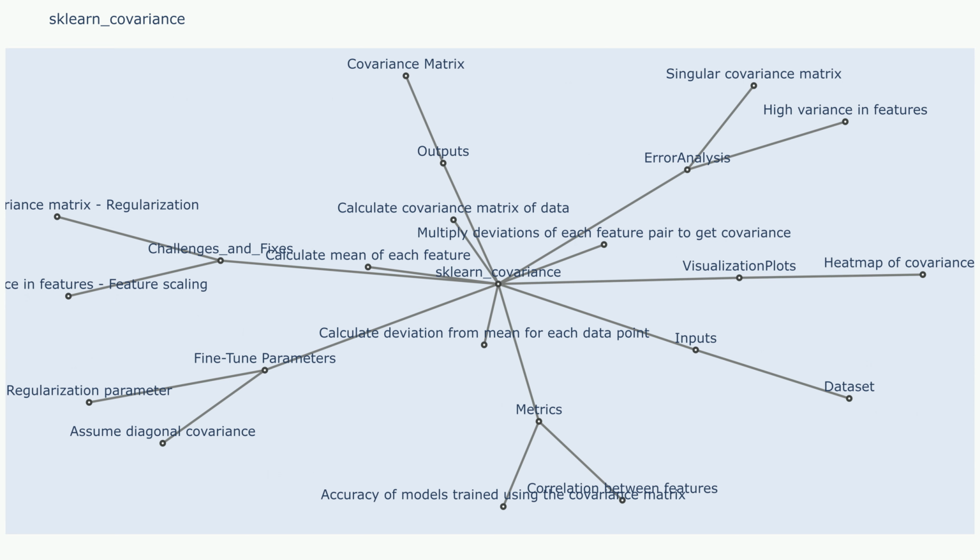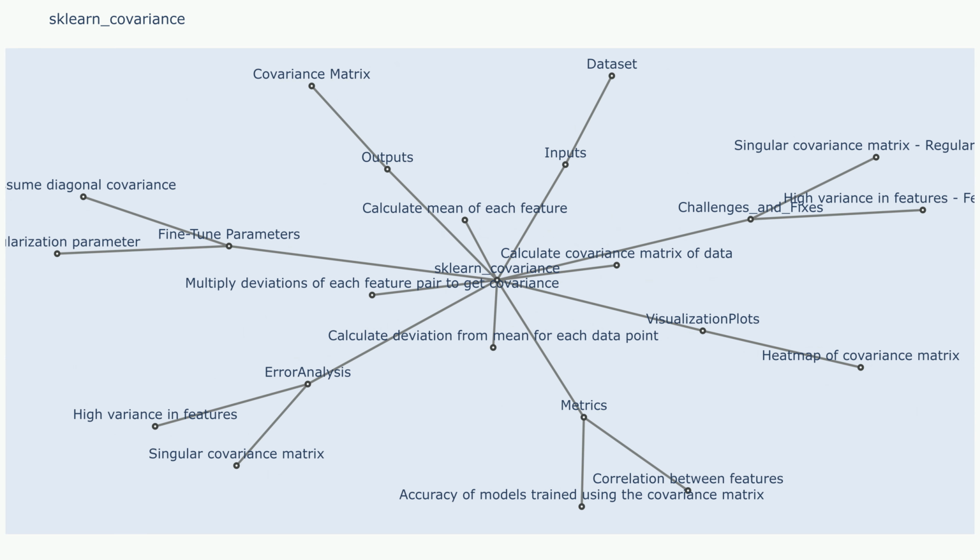Uncertainty methods. Confidence intervals. Estimating confidence intervals for the covariance values can help quantify the uncertainty associated with the calculated relationships. Challenges and fixes. Challenge 1: data scaling. If features have vastly different scales, the covariance matrix can be dominated by features with larger variances, making it difficult to interpret the relationships between features.